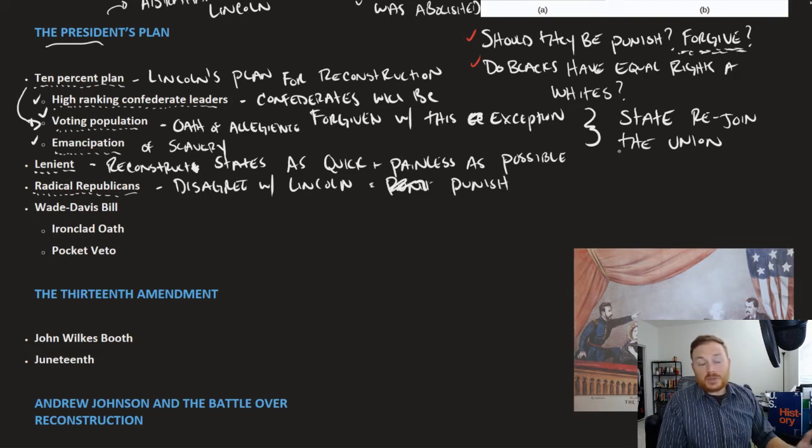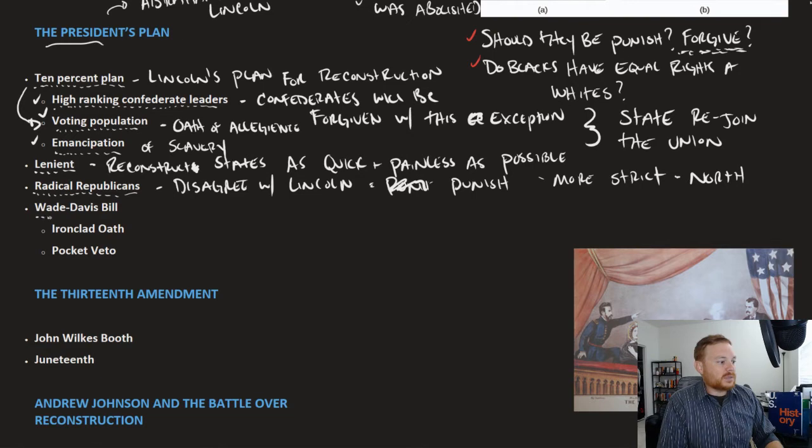Punish the South. So they want something more strict. Look, this war cost the lives of 600,000, some 700,000 Americans died in the Civil War, the deadliest war in American history. The Radical Republicans, who are mostly Northerners, the side that won, want something more strict. They want the South to pay for what they had done.